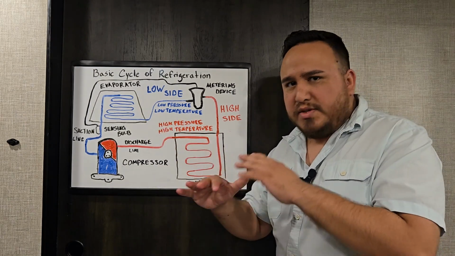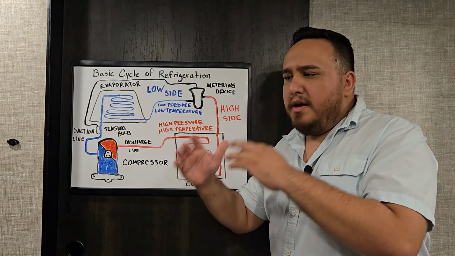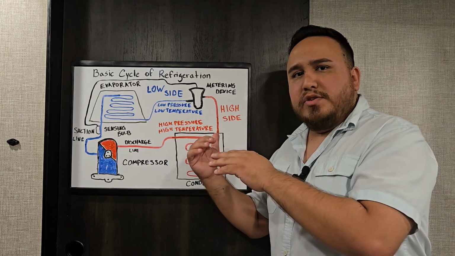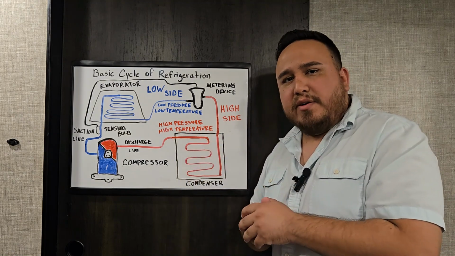For right now, it's just, once again, the basics and the understanding of how our air conditioning system is set up, the four major components, and now we move on to the temperatures and the pressures and the high side and the low side of my air conditioning system.